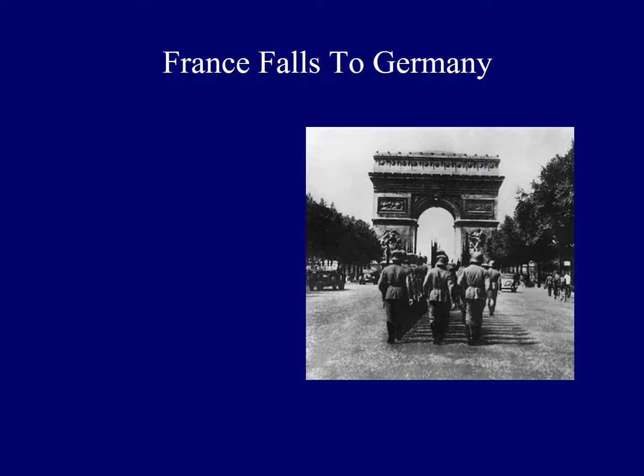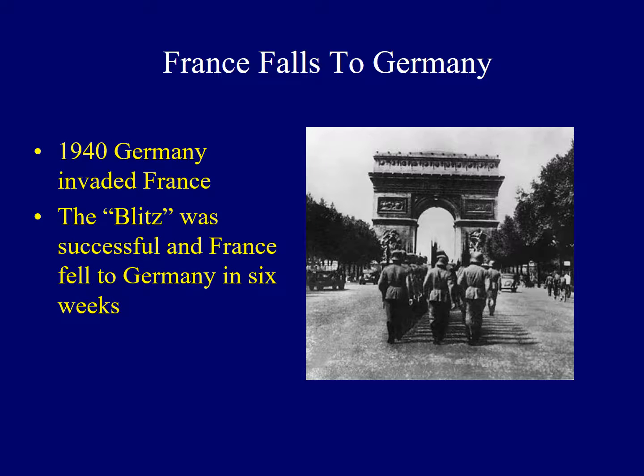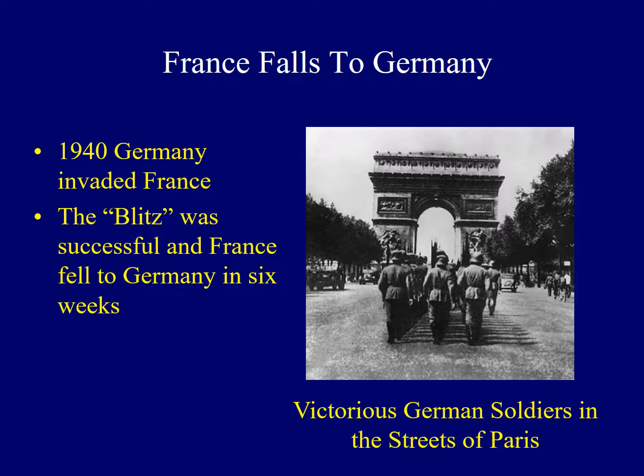Poland fell in the fall of 1939. The next spring, German forces invaded France. Within 6 weeks, this German Blitzkrieg had been successful, and France fell to the Germans. During World War I, the French had stood strong, but they had been bled dry by the war, and here we see victorious German soldiers right next to the Arc de Triomphe marching in the streets of Paris.